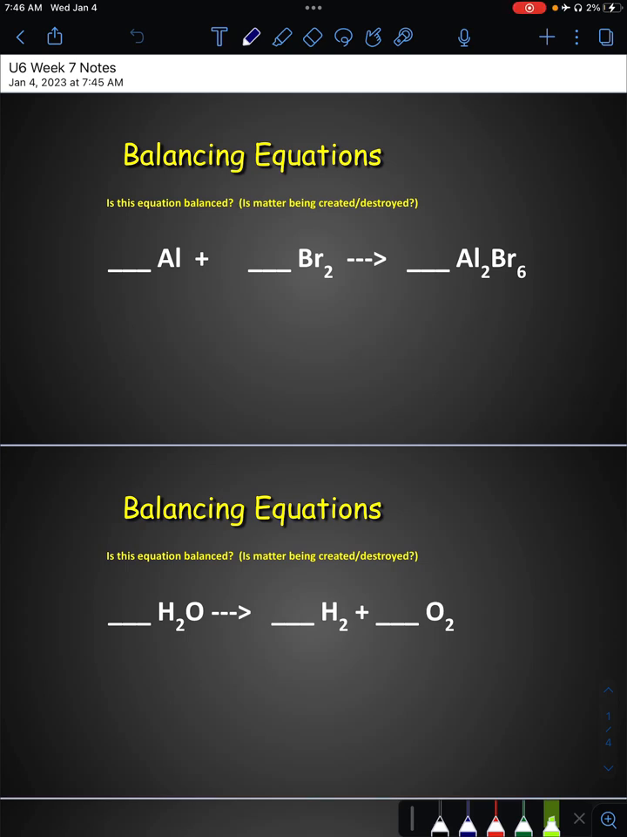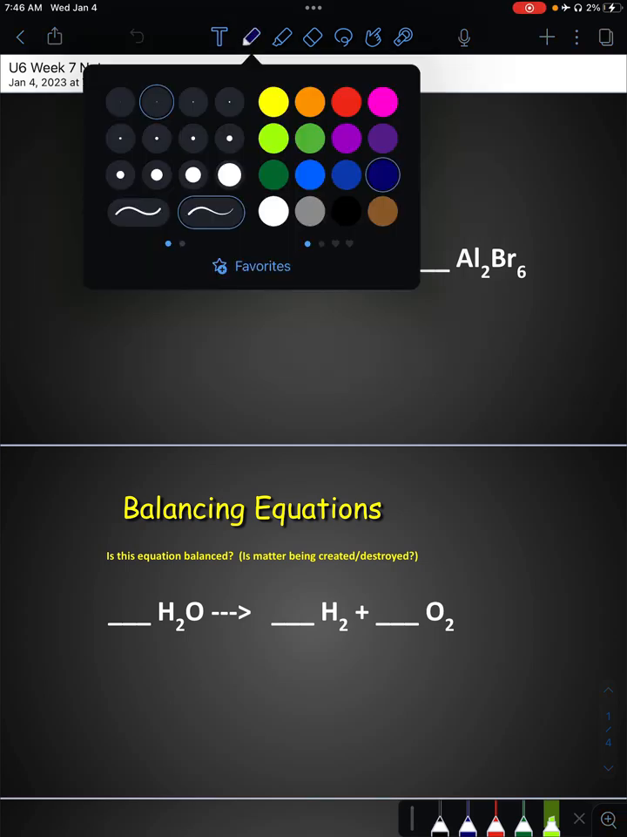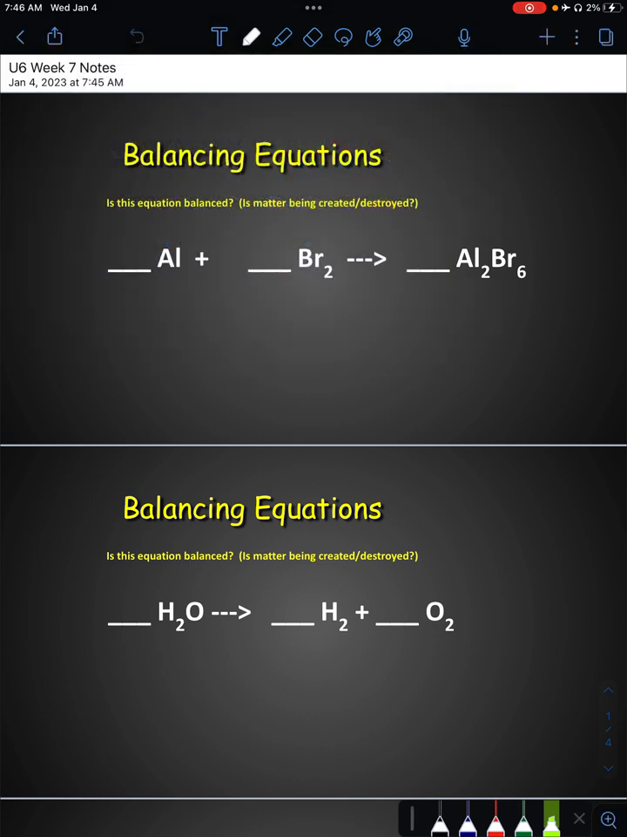All right, balancing equations here, folks. So when we look to balance equations, again, the big thing that we're looking for is how many atoms of the elements do we have on each side. So if we look at it, we've got Al and we've got Br.